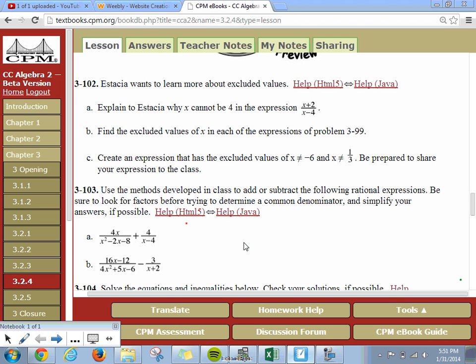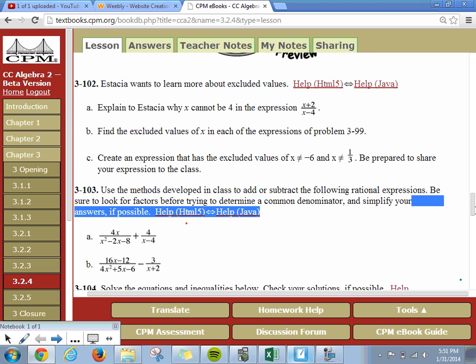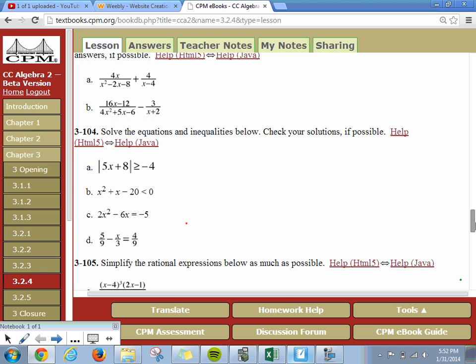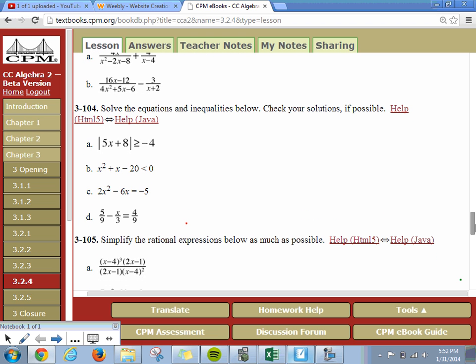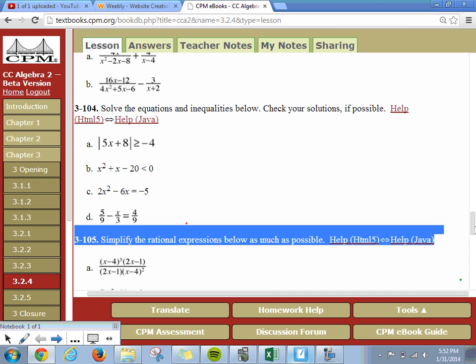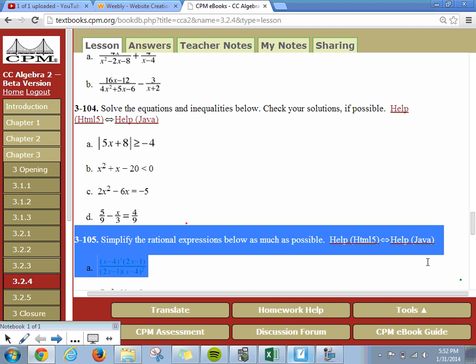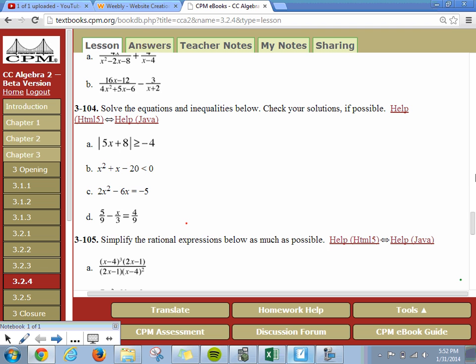All right, moving on. In 104, it asks us to solve the equations and inequalities below. Check your solution if possible. Hopefully these are ones you guys have seen before. If you have any questions about it, please feel free to come ask me, but I'm thinking that this is stuff you should know how to do. I will, however, show you how to do 105.